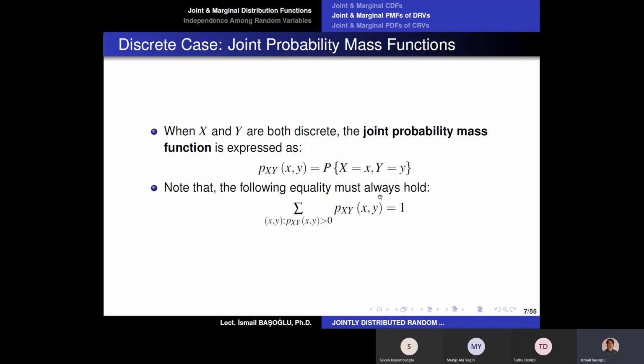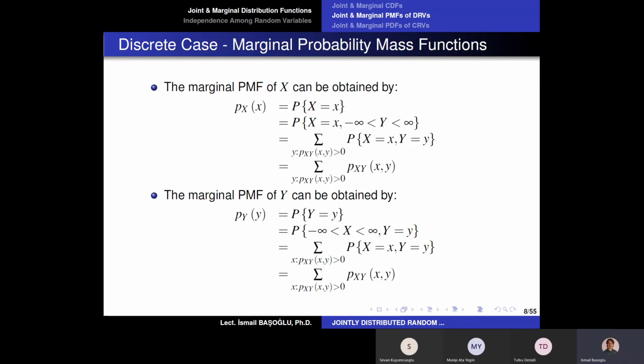Now, we know that the sum of probabilities in a probability mass function always sums up to 1, which is going to be observed in the joint probability mass functions as well. For all possible couples of x and y with positive probabilities, the sum of the joint probability mass values will always be equal to 1. So this is the golden rule.